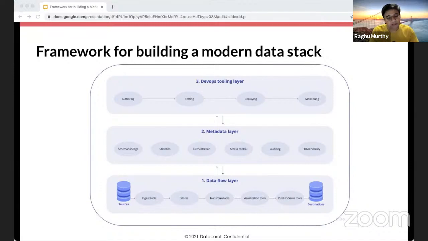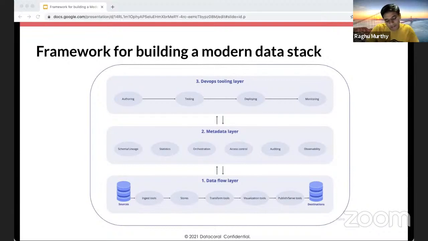The layer that everybody is familiar with and thinks about is the data flow layer. This is where people think about building a data stack. First, you get some ingest tools that centralize data from different sources into a data store, and the store is either a data warehouse or a data lake. And then you have the transformation tools, or the ability to transform data within these data stores.